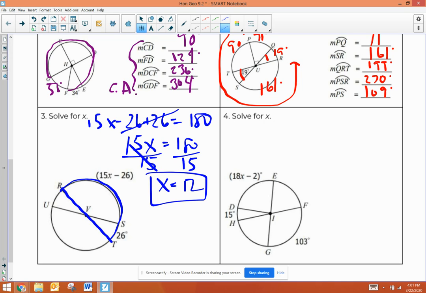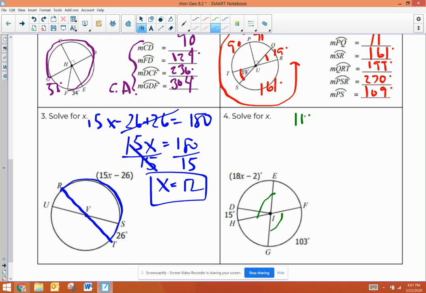All right. Here, looking at this. Okay, so when I see this, I notice I have a diameter, EG or HF, but I don't know the measure of arc EF or of arc HG. So I can't use the 180 idea, but I do notice that EF and HG are vertical angles. So that means that FG and EH, the whole thing, are also vertical angles.